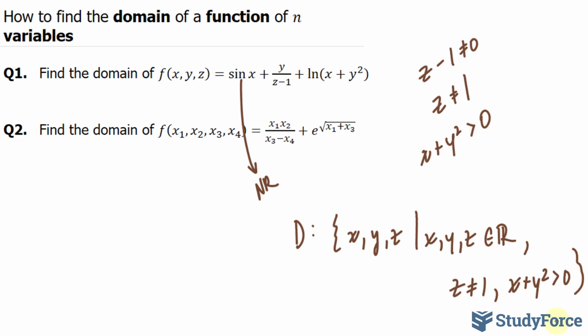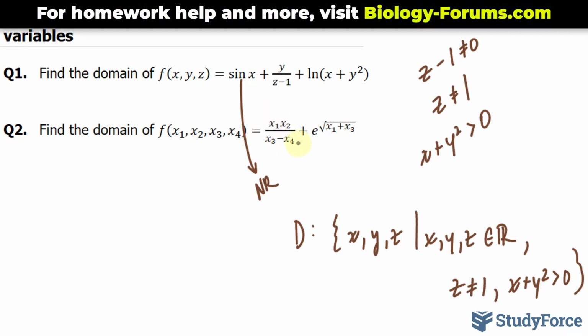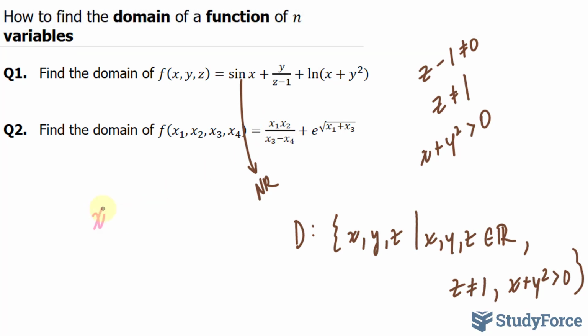Let's move on to question number 2. Find the domain of x sub 1, x sub 2, x sub 3, x sub 4 for the function that you see to its right. Once again, we have a fraction here, and just like in question number 1, the denominator, x to the power of 3 minus x to the power of 4, must not equal 0. So if I rearrange these variables, x sub 3 cannot equal x sub 4. That's the restriction for this.